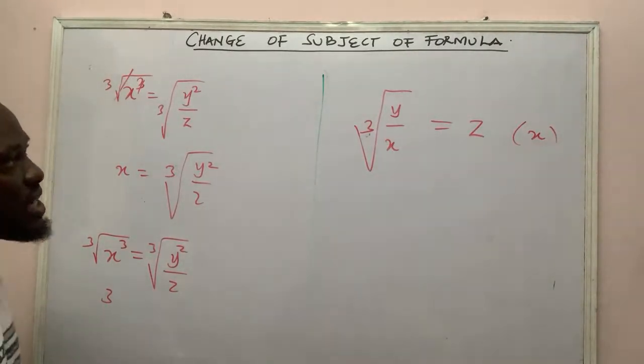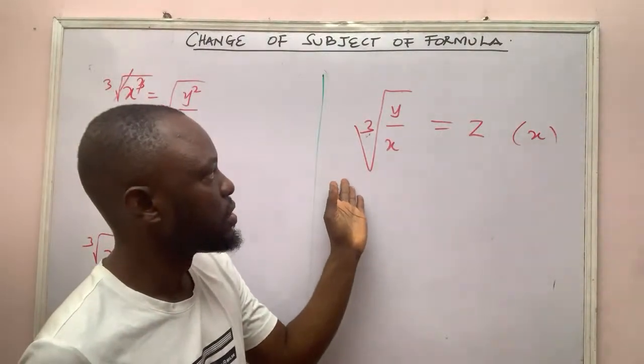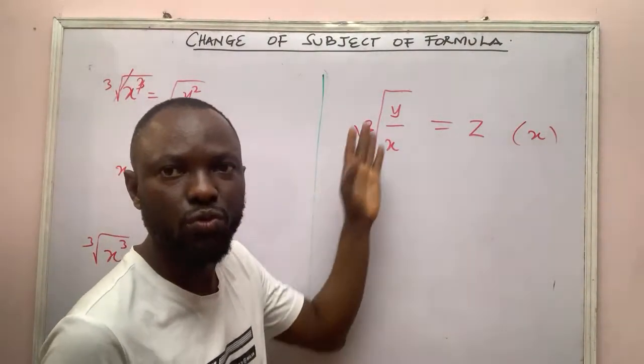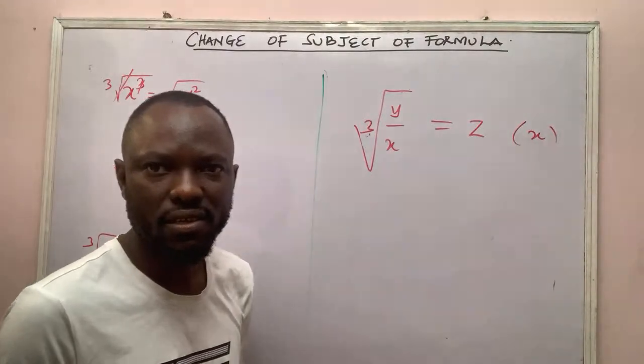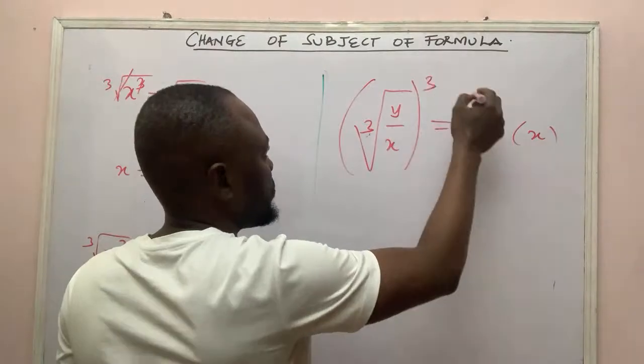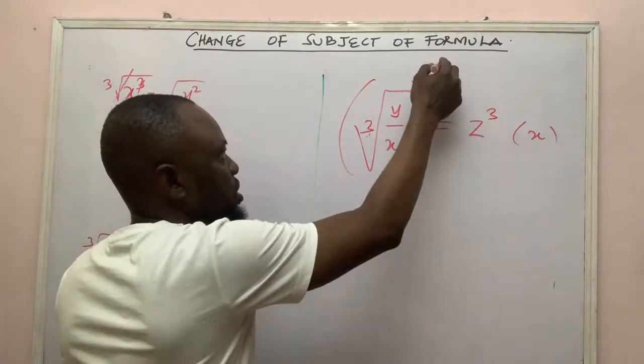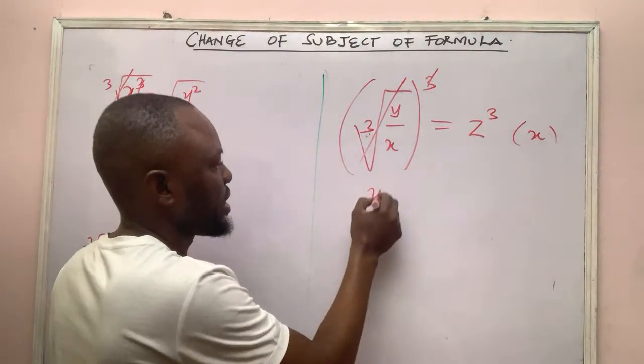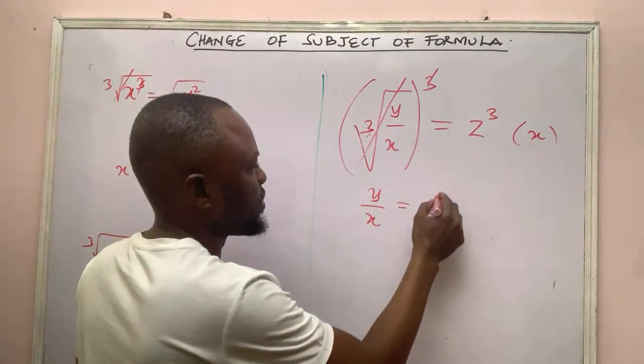Now, if we want to convert from roots, we want to get rid of this root, we'll find the cube of both sides. All right? The cube of both sides. So this cube will cancel the roots. So I have y over x equals z to the 3.